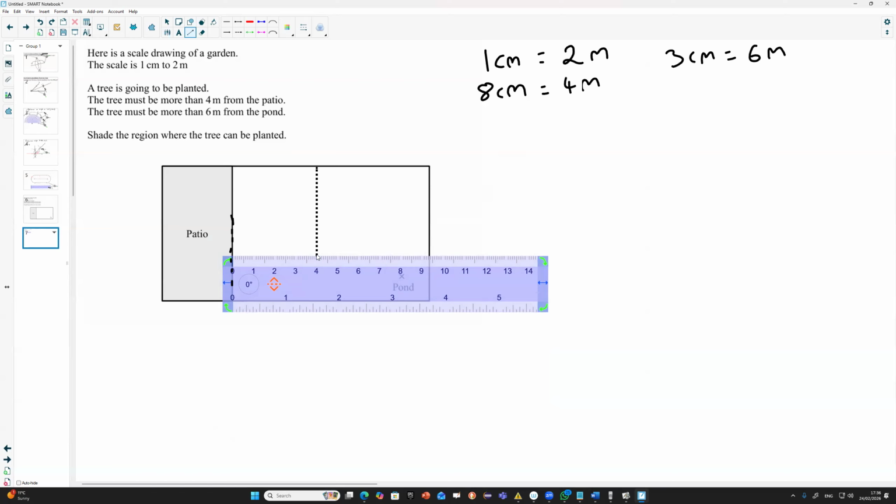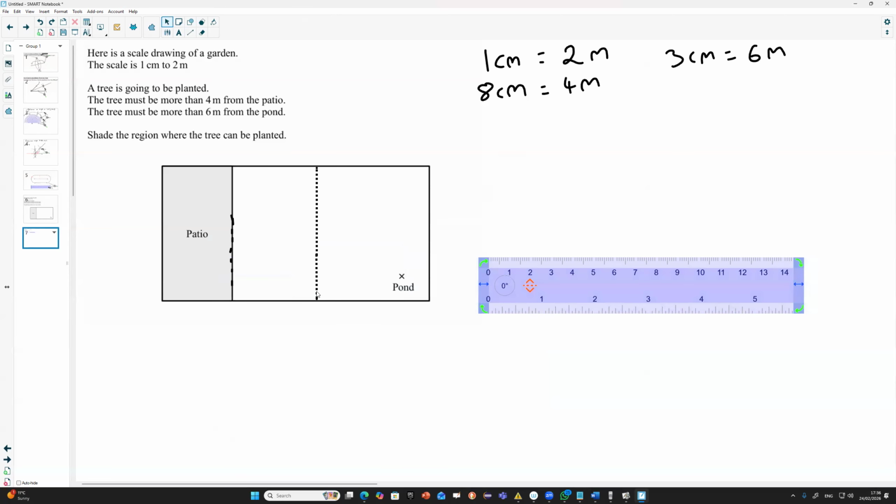Don't know if they'd really care if you did the angle bisector there. Because if I'm anywhere on that line, I'm exactly 4 meters away from the right-hand line. Now for the pond, if I open up the compass to 6 centimeters, put that on the pond, and then draw the arc.